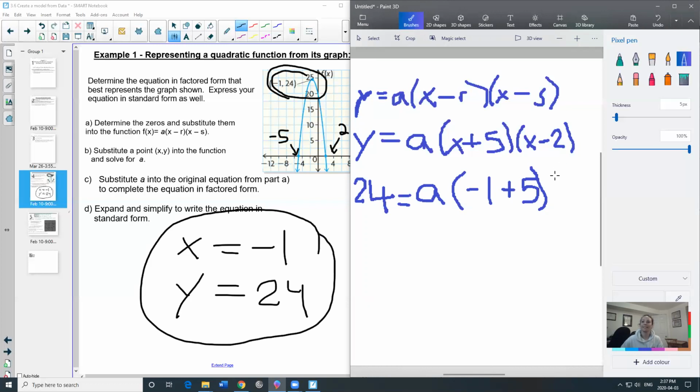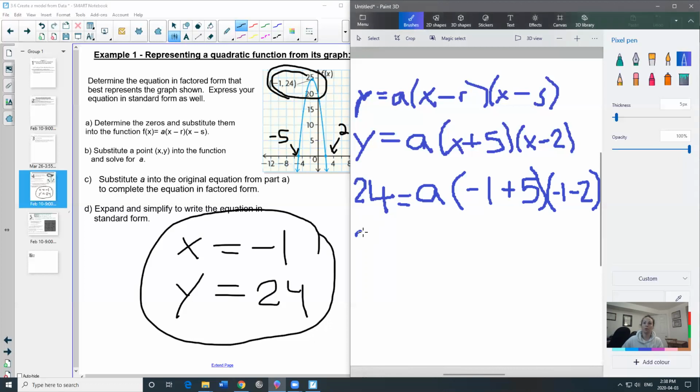Now I'm going to open up my next set of brackets. X was negative 1, so negative 1, and then minus 2. I'm going to keep my minus. I'm going to keep my 2. And now we can use our algebra to figure out what a is. So we're going to simplify inside each set of brackets, and then I'll figure out what a is.